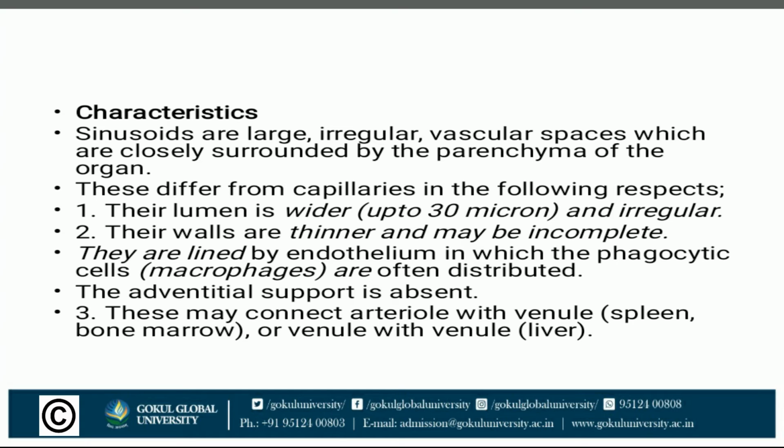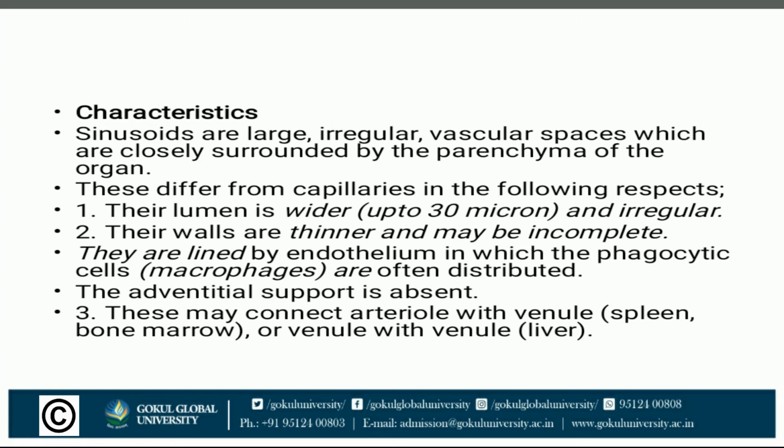These differ from the capillaries in the following respects. Their lumen is wider, up to 30 micron, and irregular. Their walls are thinner and may be incomplete. They are lined by endothelium in which phagocytic cells are often distributed. The adventitial support is absent. They may connect arteriole with venule or venule with venule.